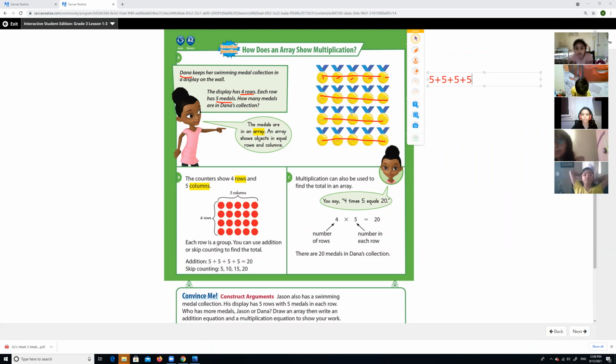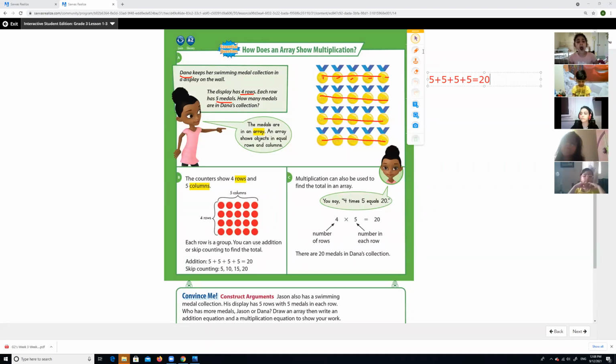5 plus 5 plus 5 plus 5 equals 5 plus 5, Talia? 10. And also 5 plus 5, 10. So I have 10 plus 10. 20. Excellent. Now I wrote a repeated addition equation.